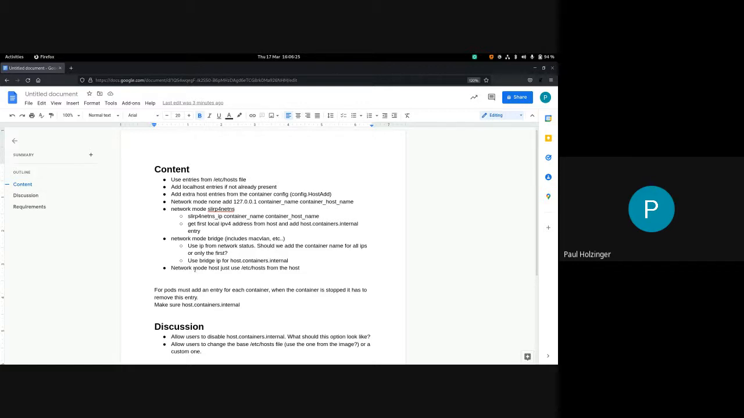Then for bridge mode. The bridge mode includes other networks like macvlan and so on. Internally it's called bridge, but it means all networks basically from CNI or Netavark. In this case, we use the IP from the bridge or the macvlan network which we store. All these entries always add the container name and host name for the container.